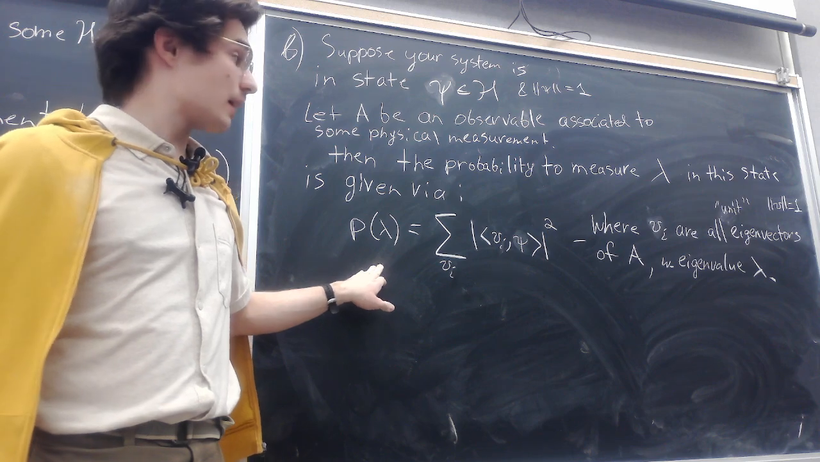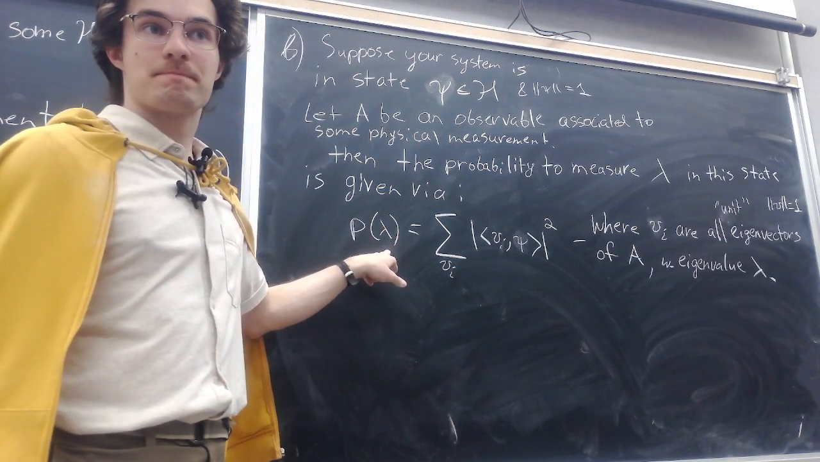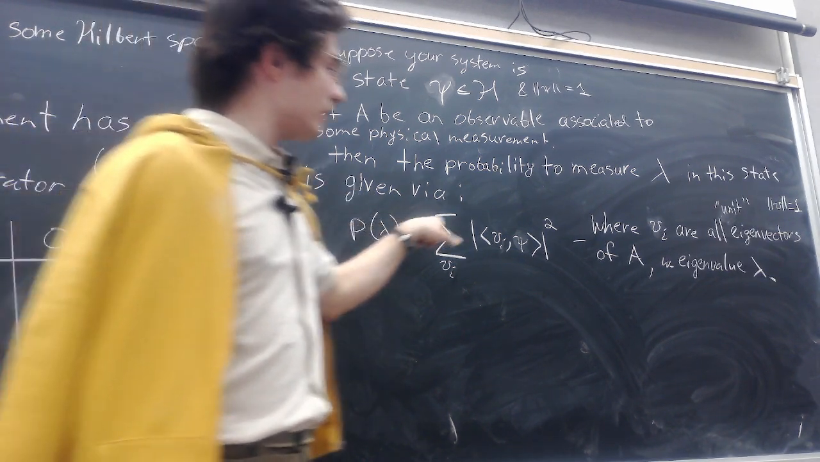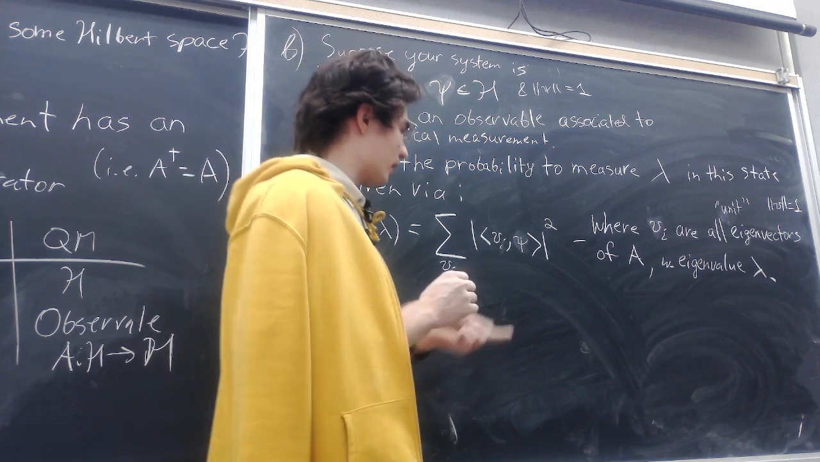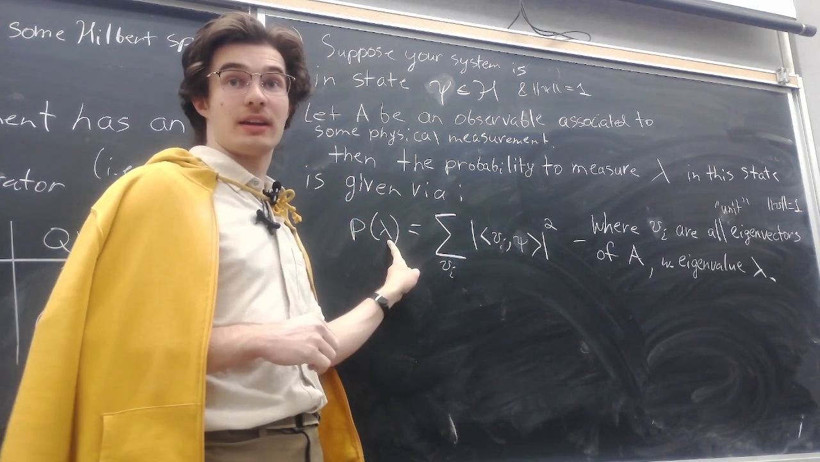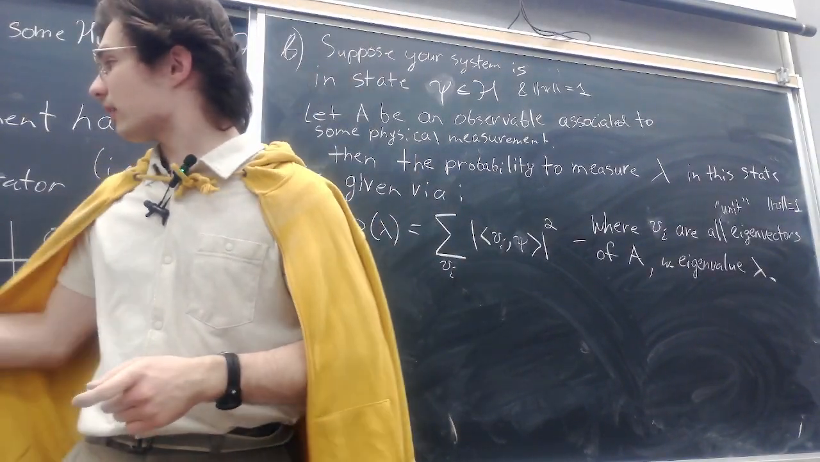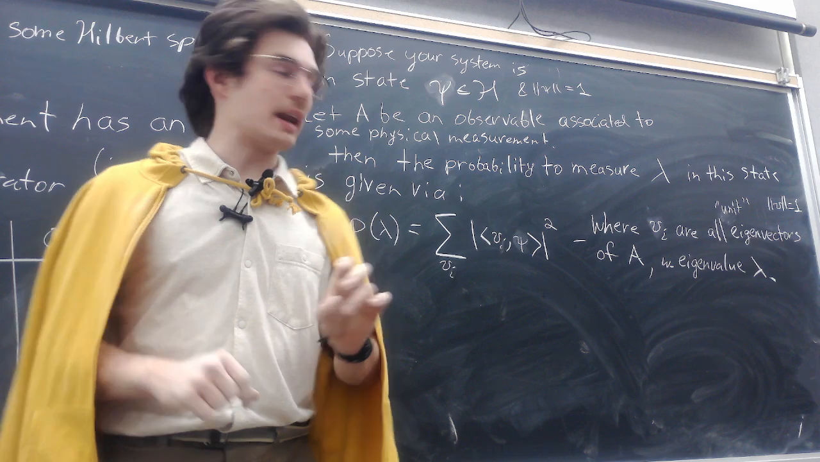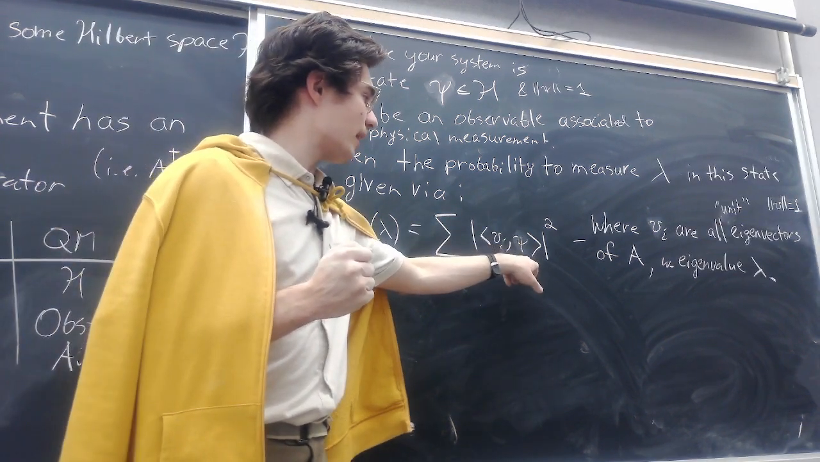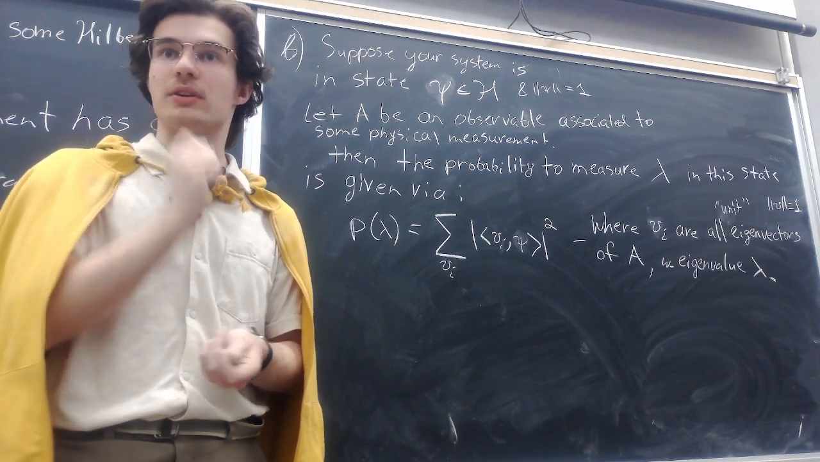It turns out that this probability of measuring lambda, in the real world, is given by this expression where I'm taking the squares of the inner product of an eigenvector that has lambda as an eigenvalue with the state I'm currently in. So I look at all the eigenvectors that my observable has with the eigenvalue that I want to measure, inner product each with psi, square it, and sum over all the possible such eigenvectors with that particular eigenvalue.